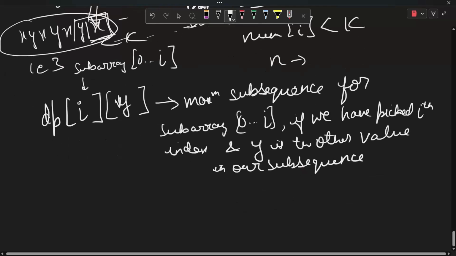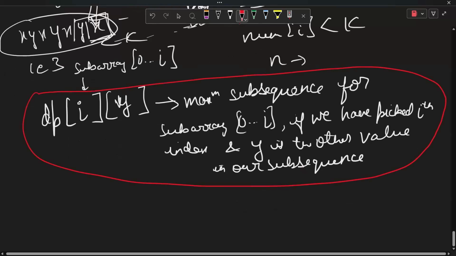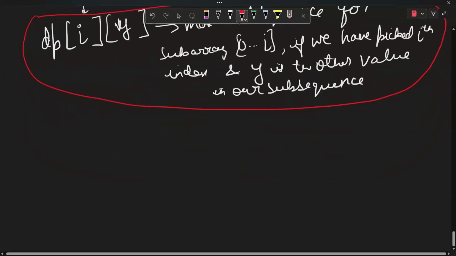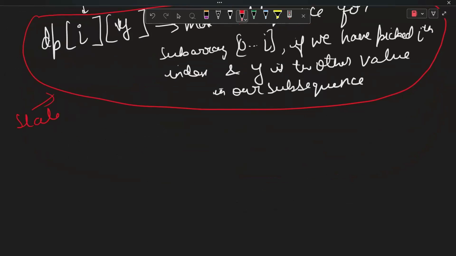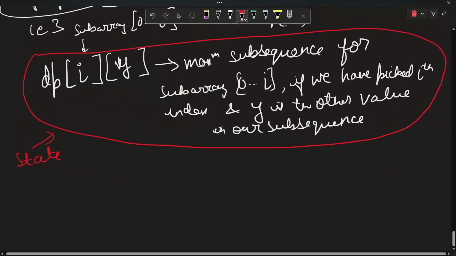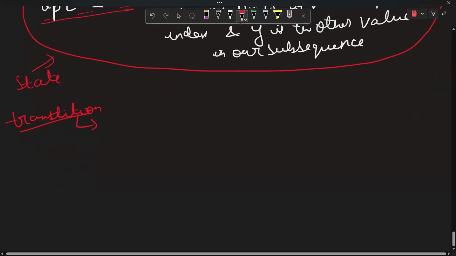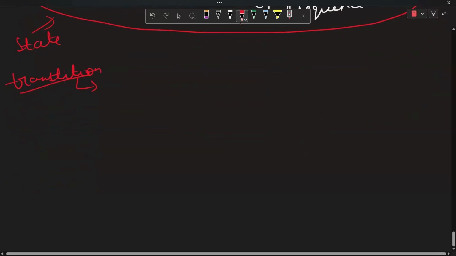So this is what my DP state is. Whenever you are writing a DP solution, the most important thing is to write three things. First is the state. You should be clear what your state represents. If you're clear what this DP of I, Y represents, then you can clearly write your transition. The next step is writing your transition, and according to your state only, you would write it. Once you have written your transition, you just need to write your base case and then you can form your complete solution.